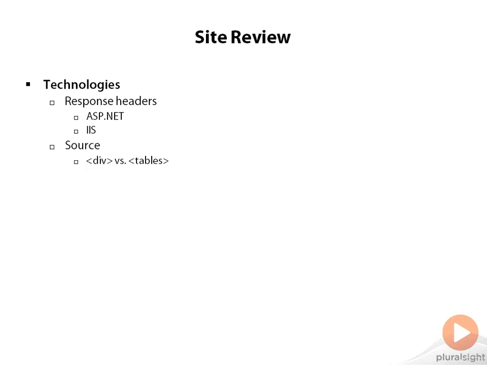Fiddler is very helpful for doing a general site review. It helps us get an understanding very easily about what sort of technologies are in use on the website. One common place you can see this is response headers, so you will typically see what server they're executing. Often you'll see what sort of server-side technology they're using, including versions.